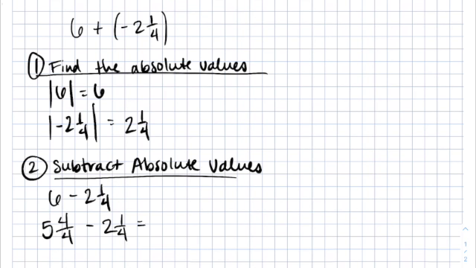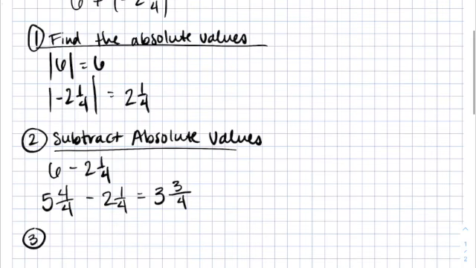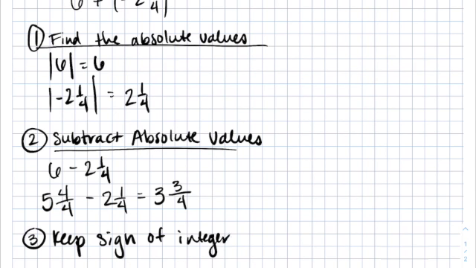And 5 minus 2 is 3. And 4/4 minus 1/4 is 3/4. And finally, step number 3, we're going to keep the sign of the number or the integer with the greater absolute value.